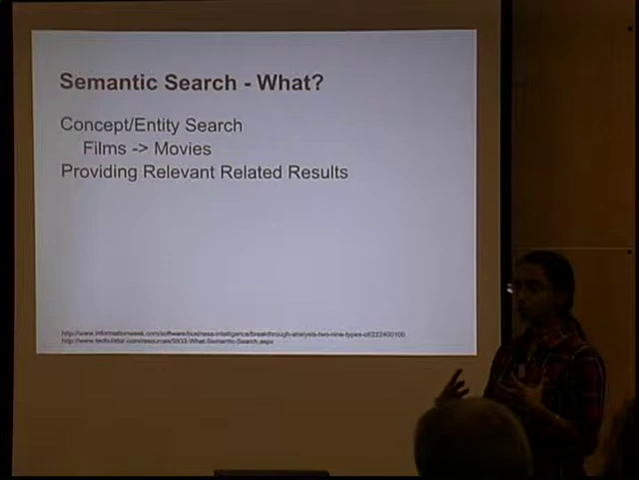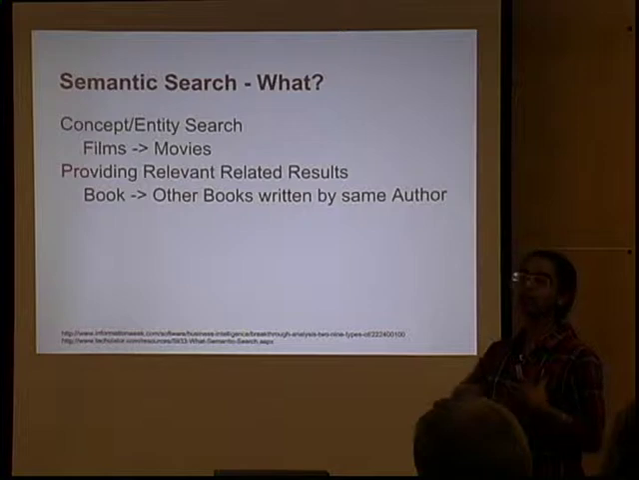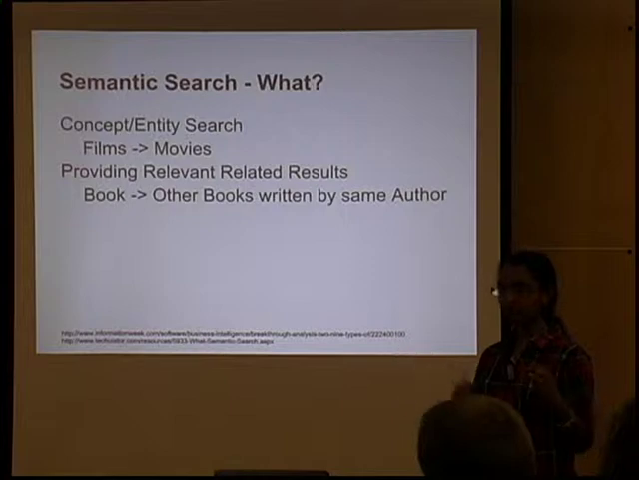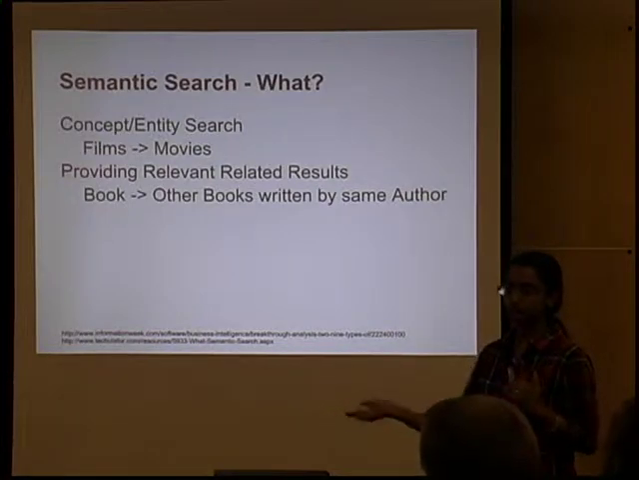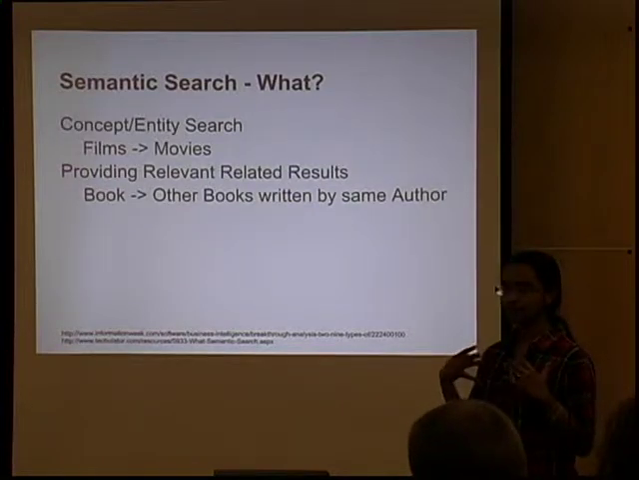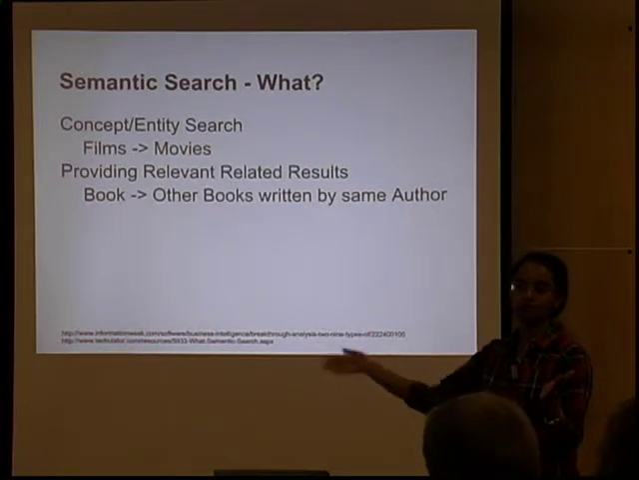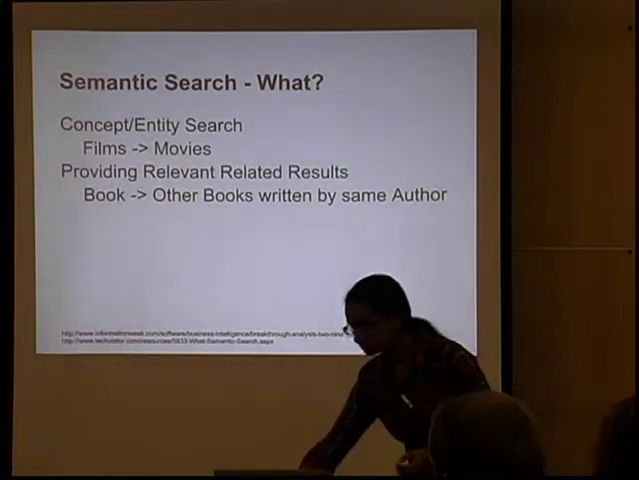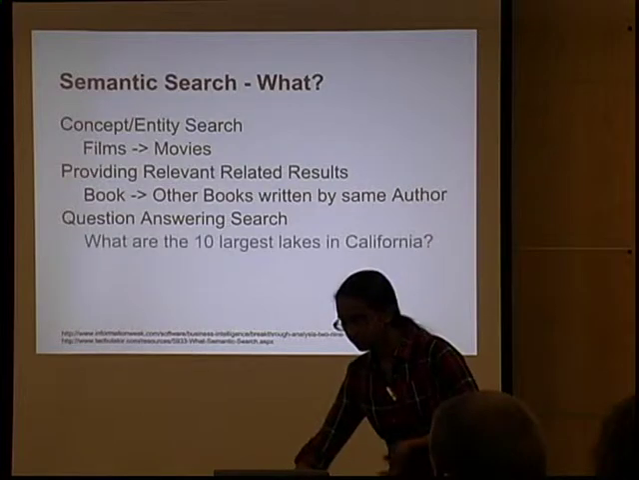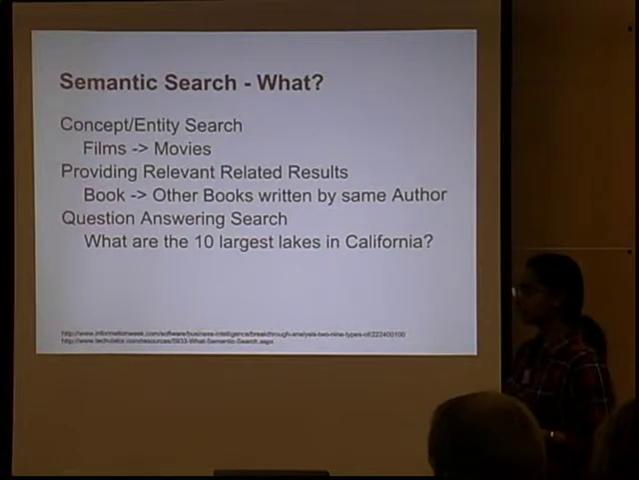So when I'm looking for, for example, a book, I might be interested in the other books written by the same author. So my search space now is bigger, and I would like to go and explore. And I think there is a separate type of search, what we call the exploratory search, that people do. So we search for one thing and we explore and go to some very different demand. And then of course the question answering, so now it's becoming a very hot topic in the search area, like what are the 10 largest lakes in California? I don't think even now Google can answer it.